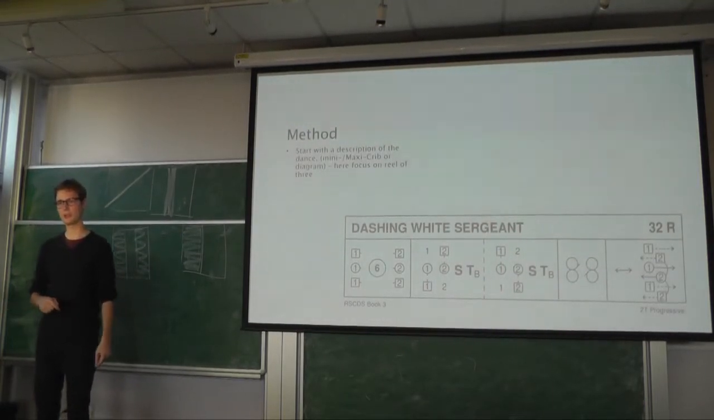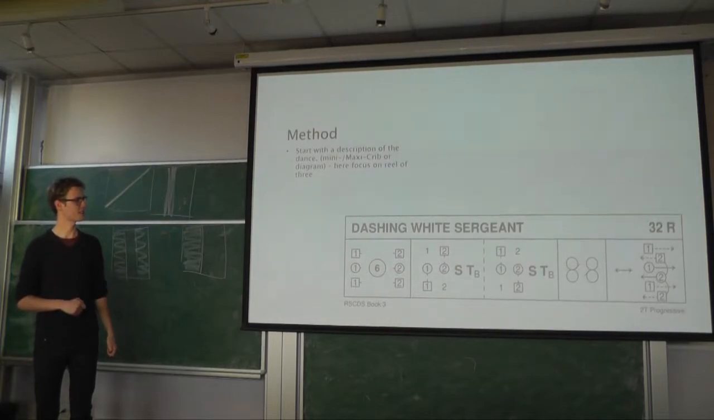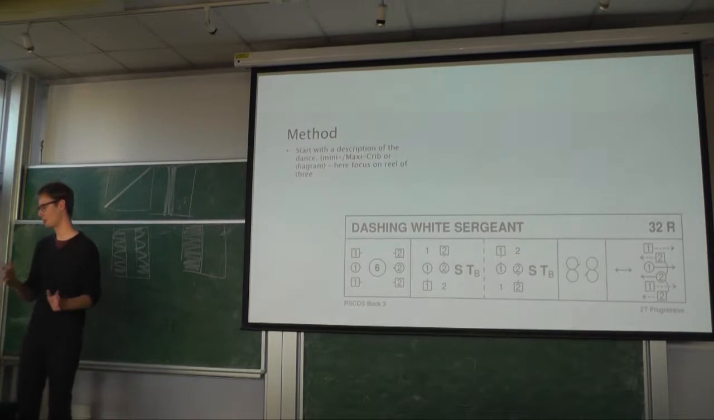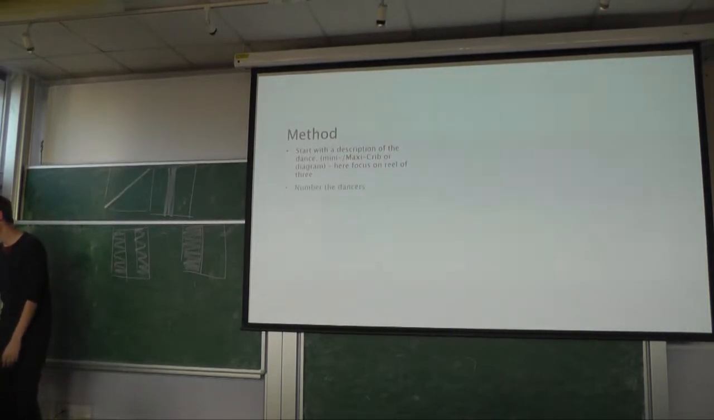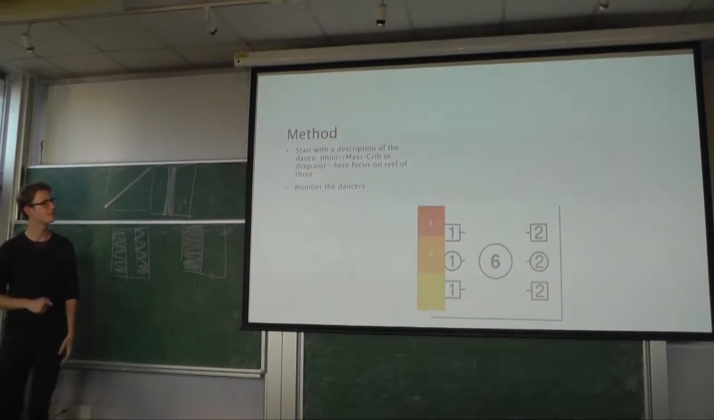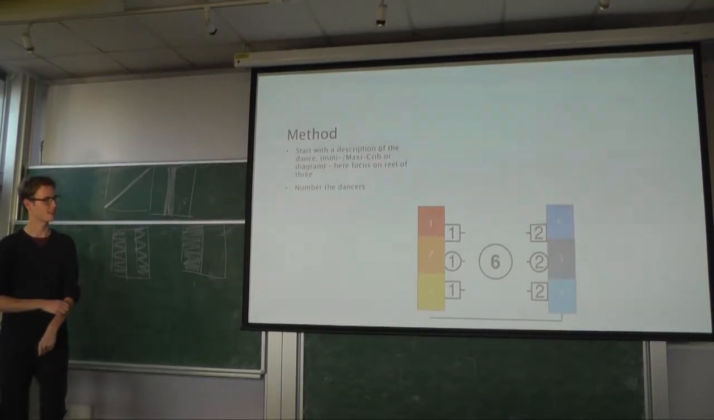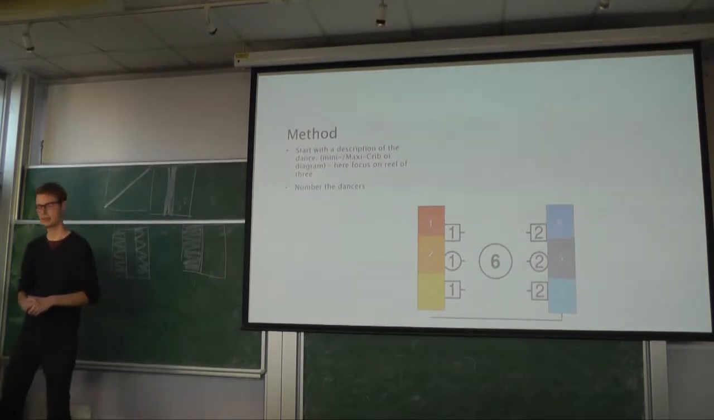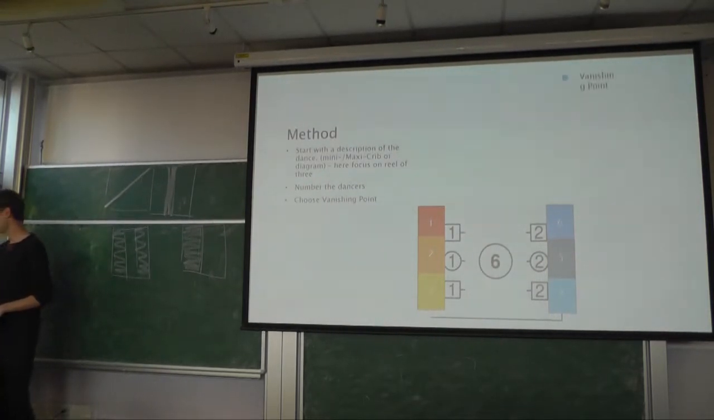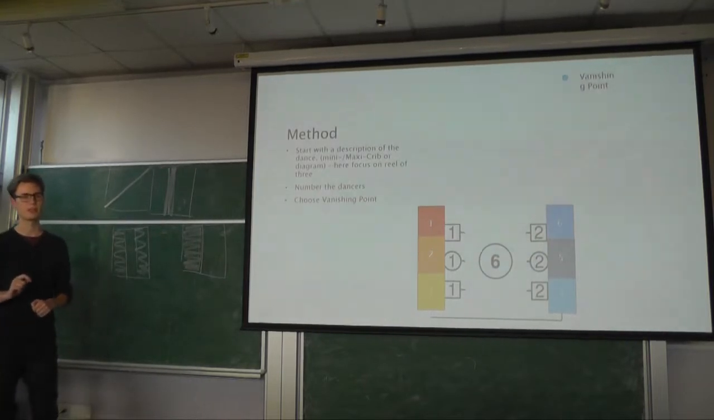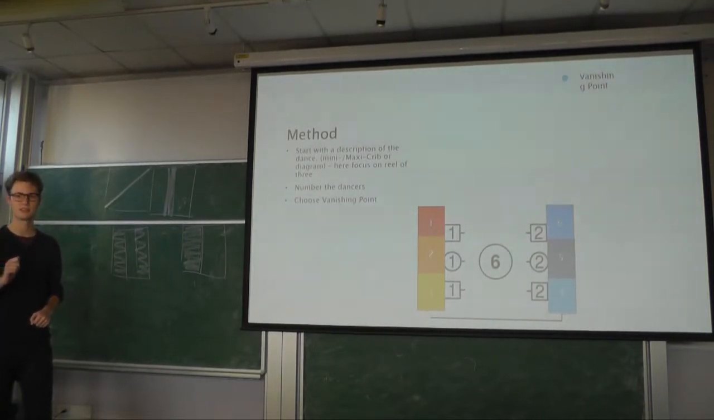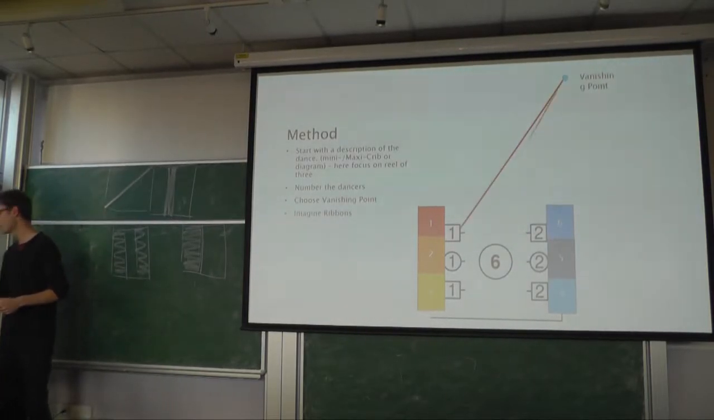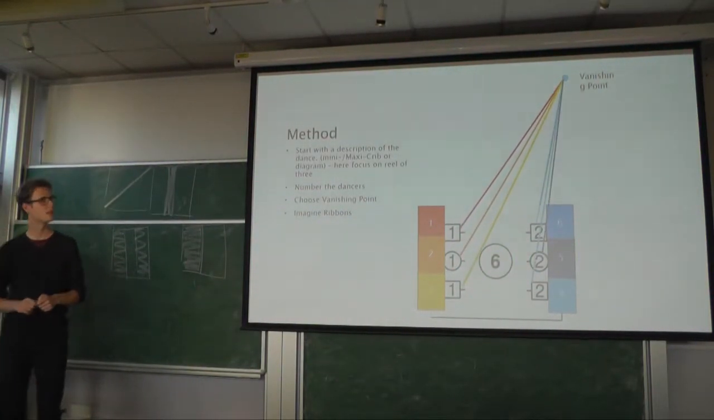So I apologize for poor draftsmanship in advance, and some of the animations got mixed up when transferring my computer to this one, but we'll fortunately have a real life illustration of that as well. So we first number the dancers and then associate. We choose a vanishing point, so this is where we fix the strands that the dancers hold. So then we draw the ribbons.